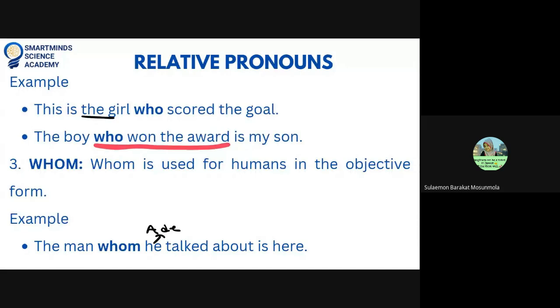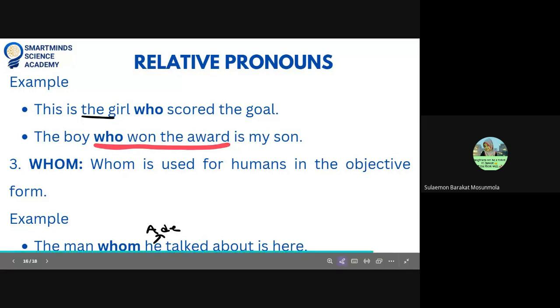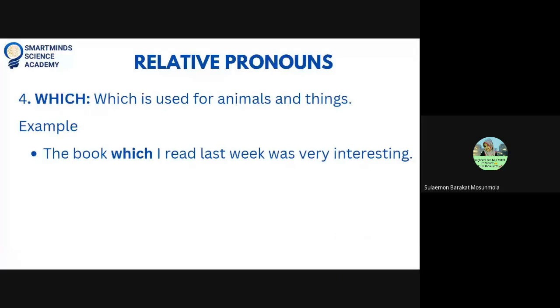Now, to know the object of a sentence, you just need to know who the verb is acting upon, who is receiving the action. In this case, who is being talked about? The man. Who is talking about the man? Ade is the one talking about the man. The man is the one being talked about. So the man is the receiver of the action of Ade's talking. So the man whom he talked about is here. You use whom when you have humans in the objective form.